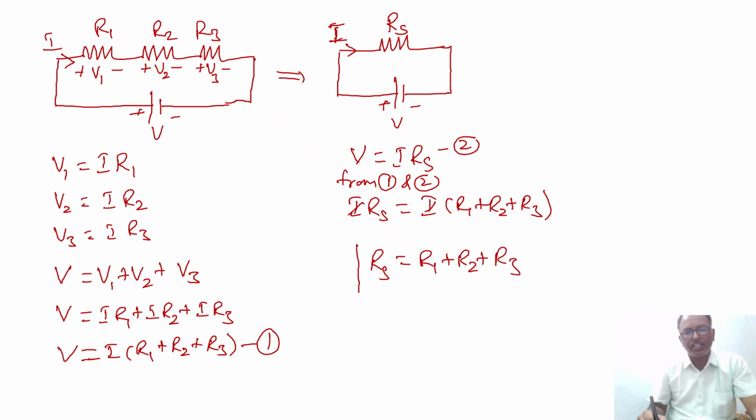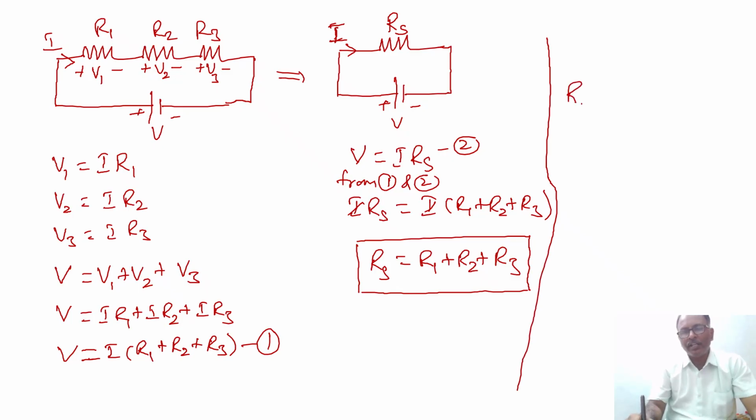So the equivalent resistance of the series combination, when three resistances are connected in series, is given by Rs equals R1 plus R2 plus R3. Suppose you connect n number of resistances in series, then the equivalent resistance is given by R1 plus R2 plus R3 and so on up to Rn. So the generalized formula can be written as Rs equals sigma i equals 1 to n of Ri.